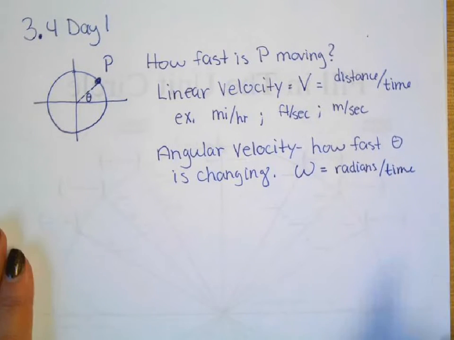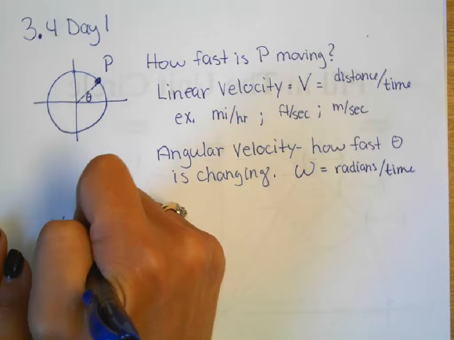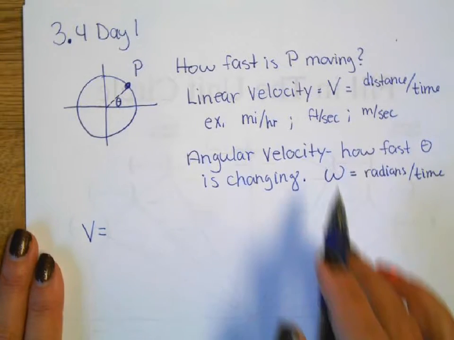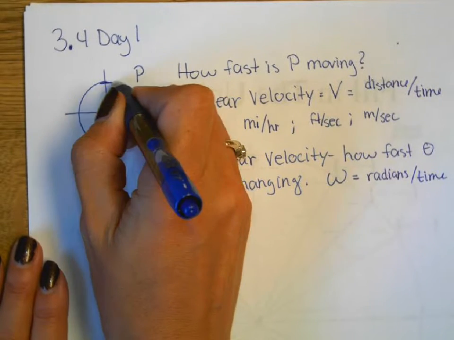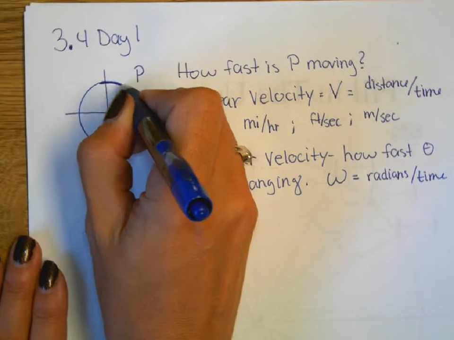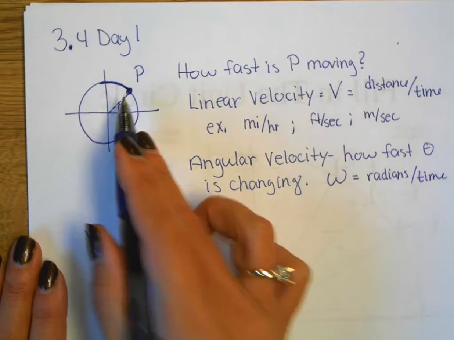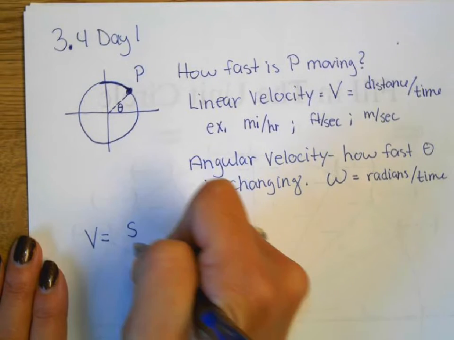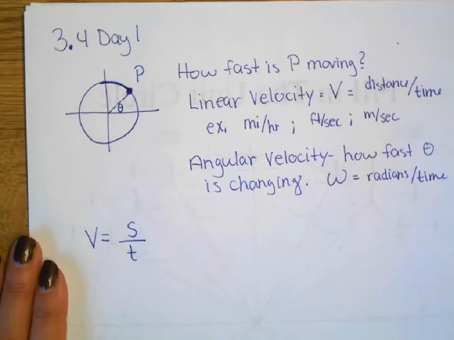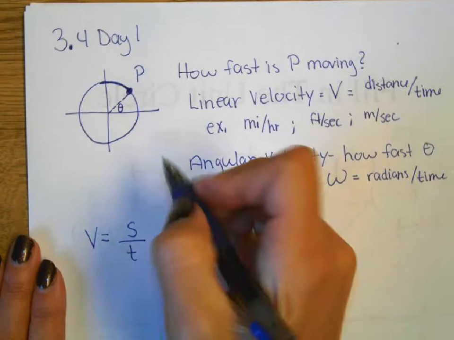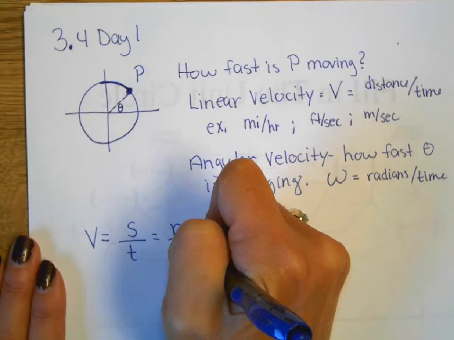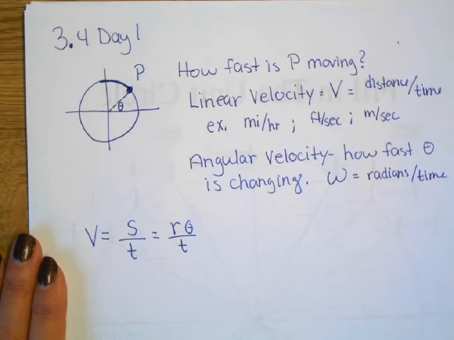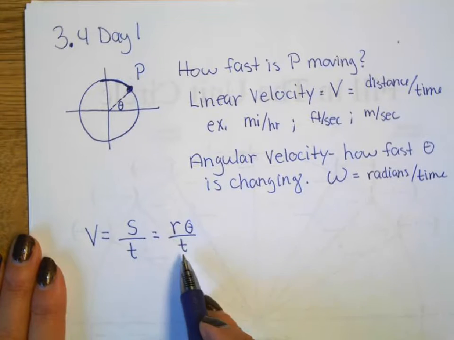Okay, so our formulas. Big V: I want distance over time. As P moves along this circle, what's this distance called? Arc length, S. So it's S divided by time. What's the formula for S? S equals r times theta. So the formula we're going to use is r times theta divided by time. There's your big V formula.